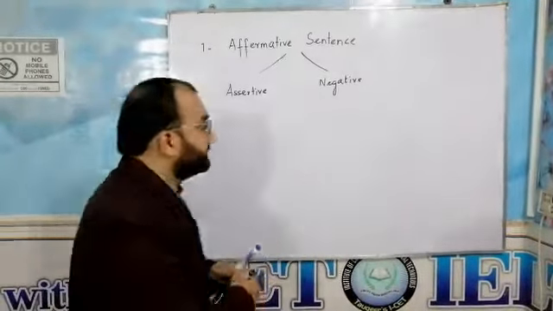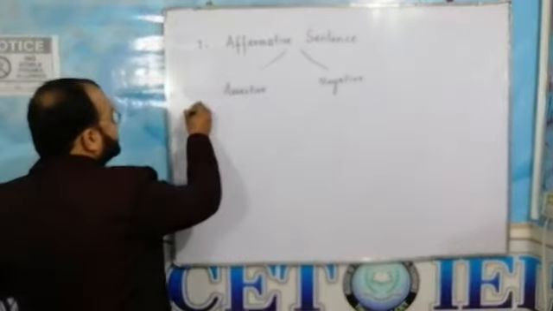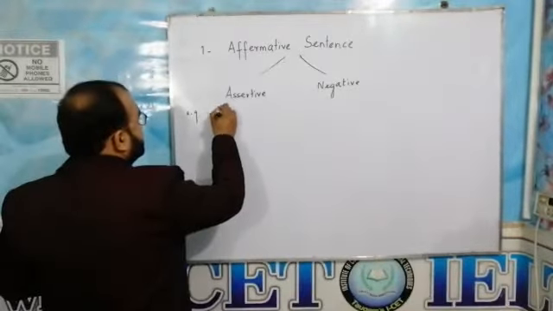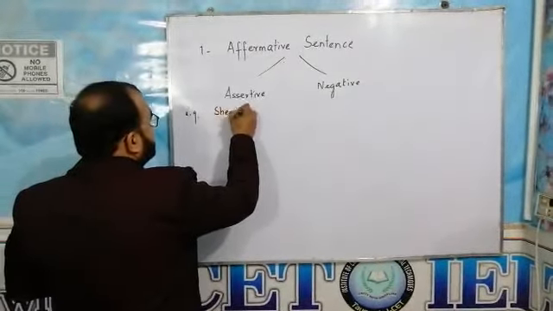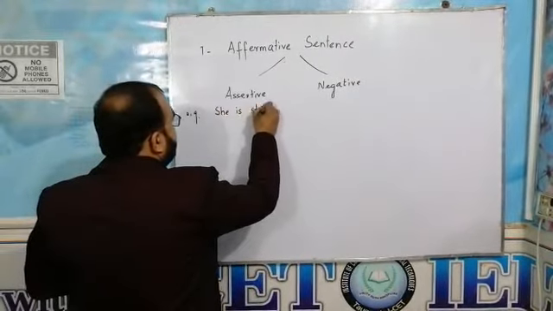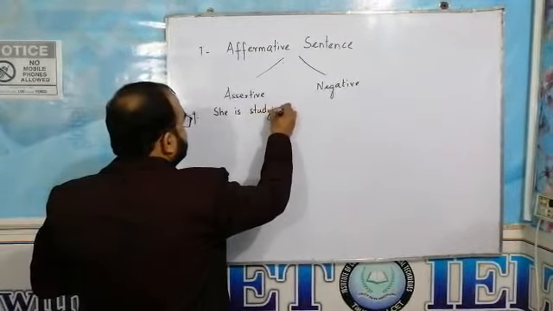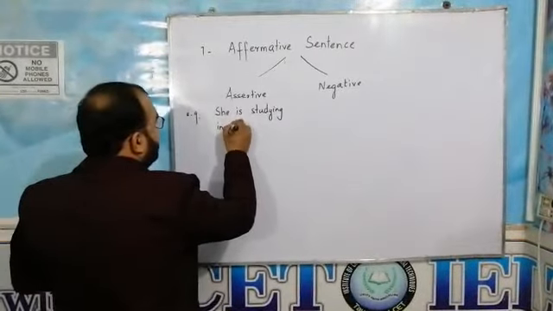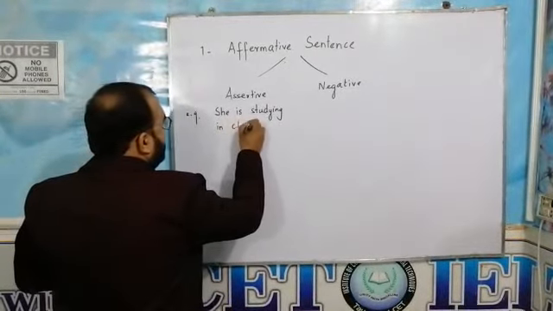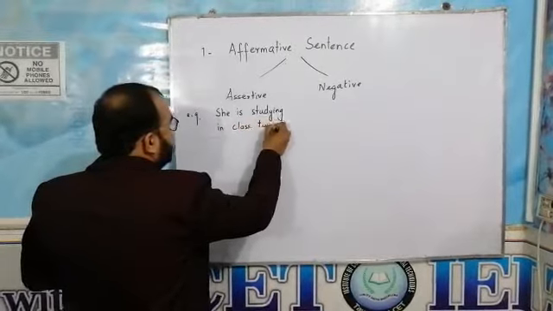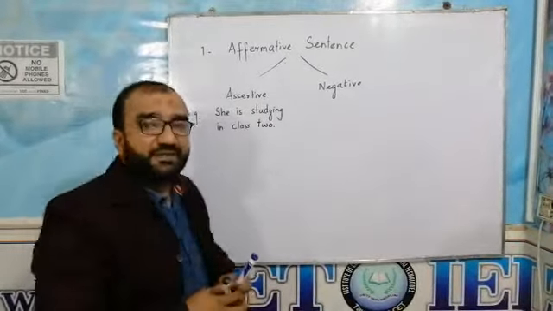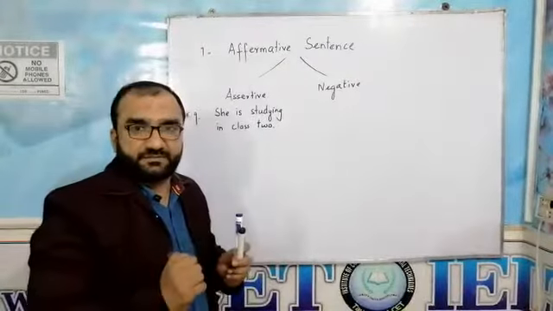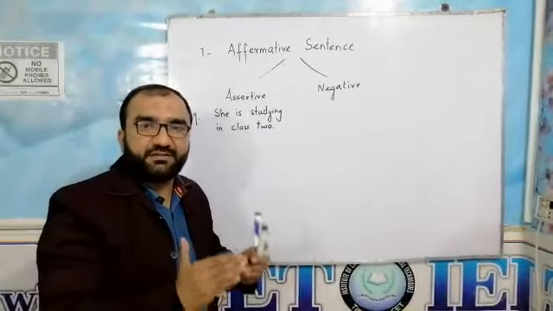For example, she is studying in class 2. It means that it's an assertive sentence. She is studying in class 2.